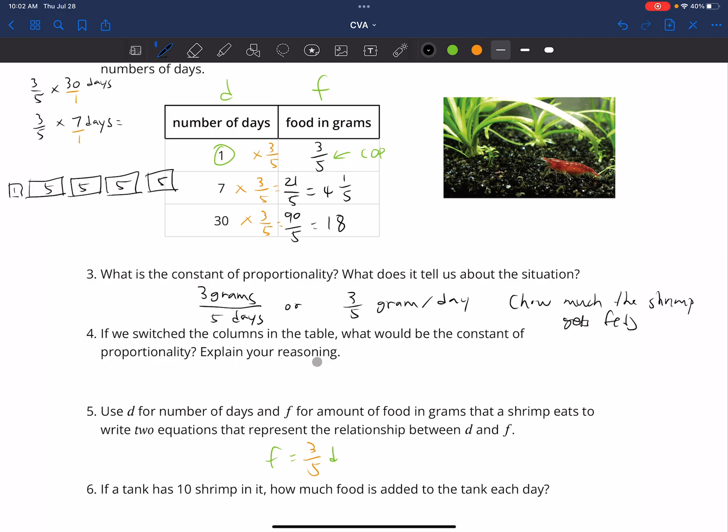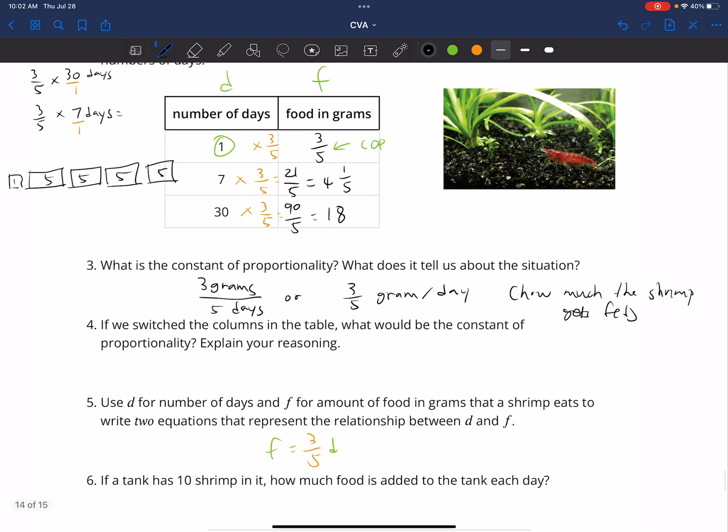Okay. If we switch the columns, what would be the constant of proportionality? Remember, if we change the columns, it would just be 5 over 3. So this would be 5 days over 1 gram, or 5/3 of a day per gram. So when the shrimp is fed 1 gram, it would take 5 over 3 days. Okay, that's about 1 2/3 of a day to finish 1 gram.